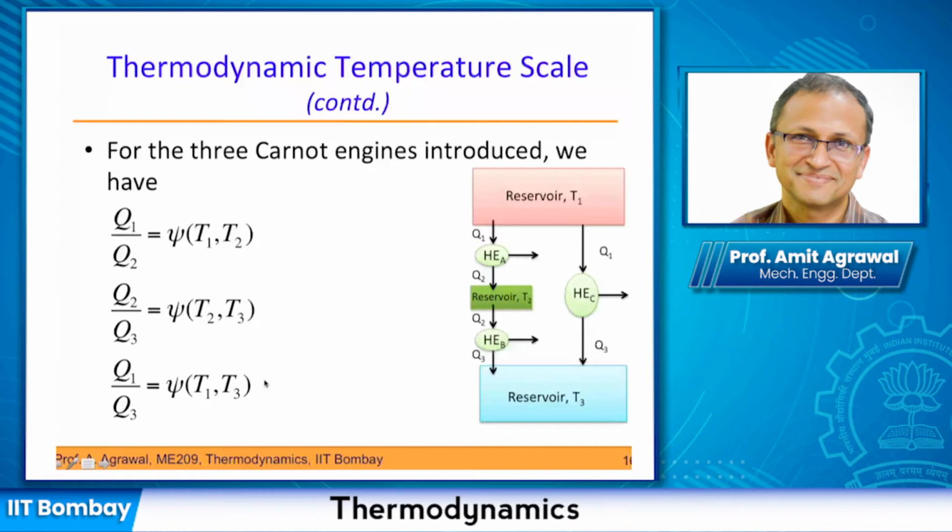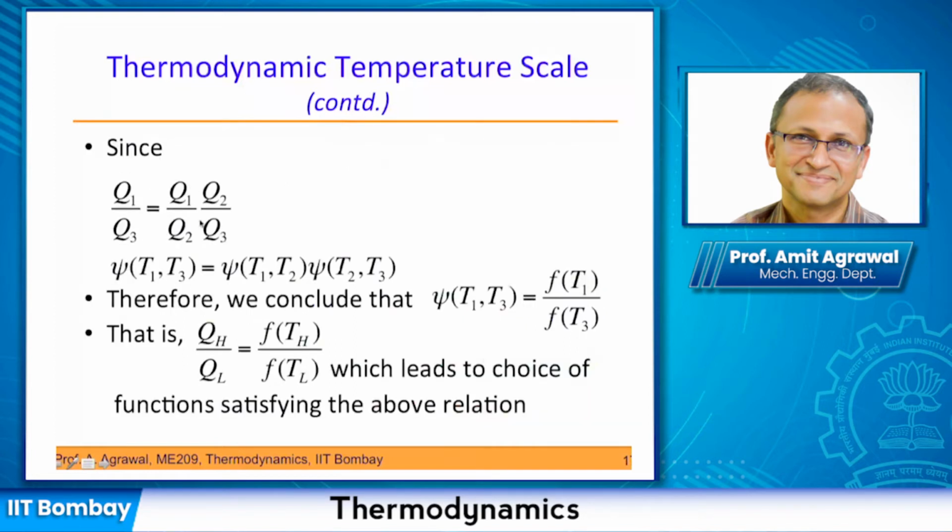And then because I know that Q1 upon Q3 is nothing but Q1 upon Q2 into Q2 upon Q3, I see that psi of T1 comma T3 is nothing but psi of T1 comma T2 times psi of T2 comma T3. Therefore we conclude that this function has to be written in this form. It has to be some function of T1 upon some function of T3. Otherwise, I cannot satisfy this constraint here. This is essentially what we are getting from our previous argument.